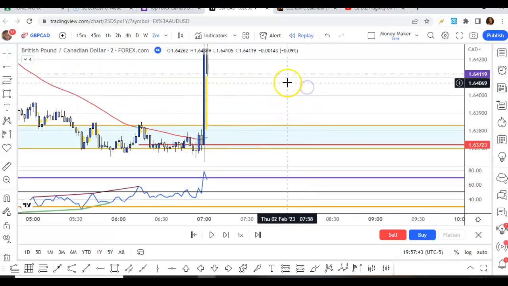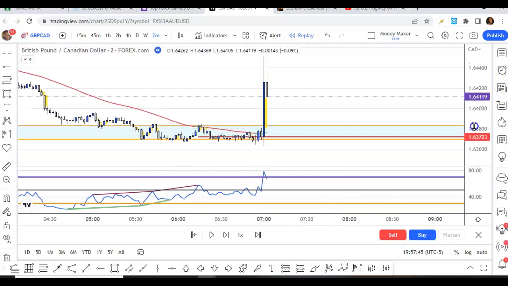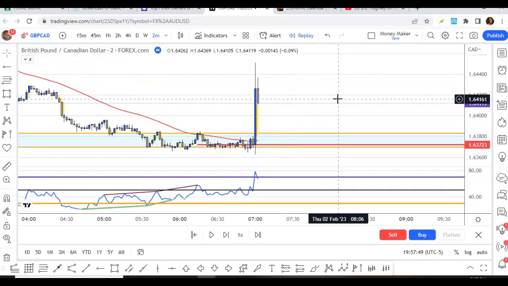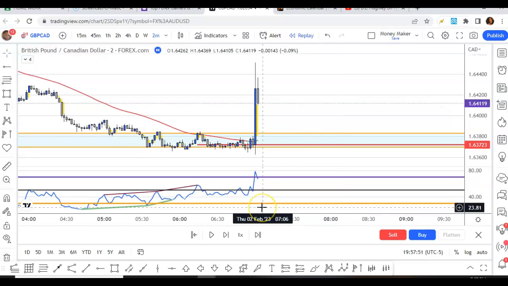So let's go ahead and talk about this. Remember when I mentioned that when news comes, usually the banks are driving the market. When you are trading, you have to ask yourself, what is it that the banks need?